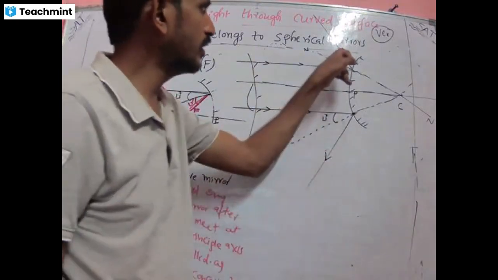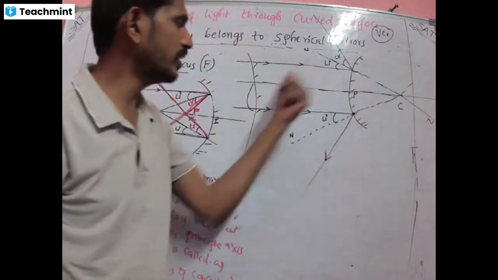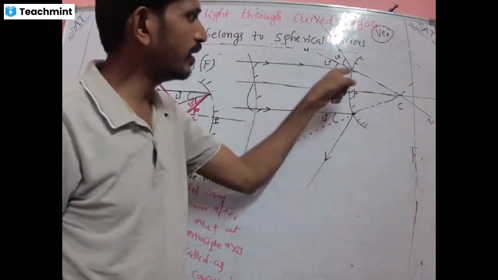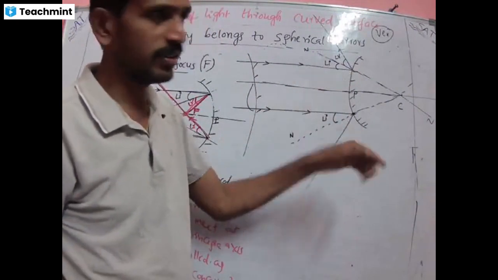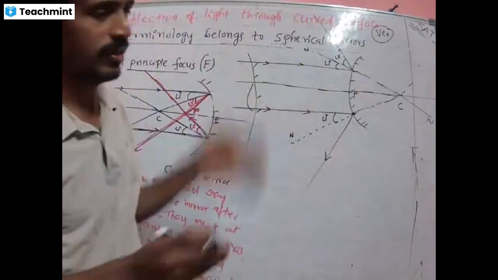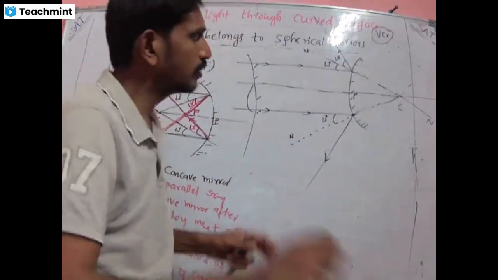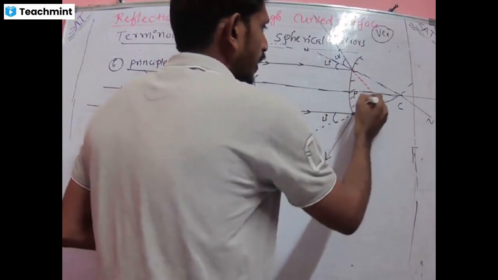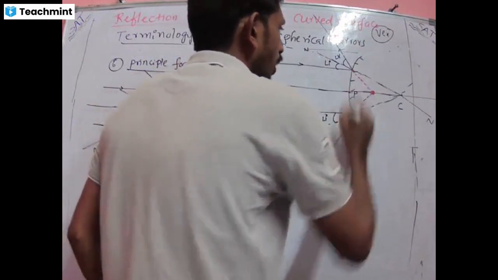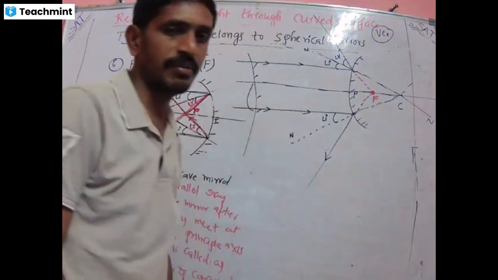These two reflected rays do not actually meet or reach our eye, but they appear to diverge from a point behind the mirror. If you back trace these two rays, they meet at one point. That point is called the principal focus of the convex mirror.